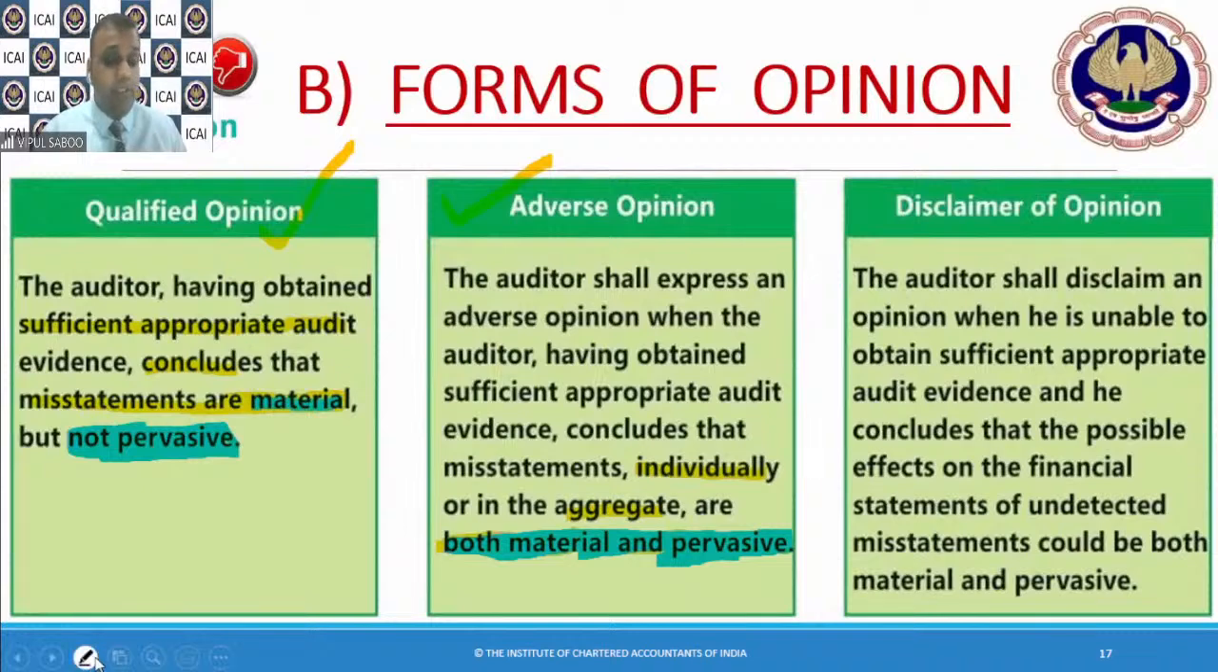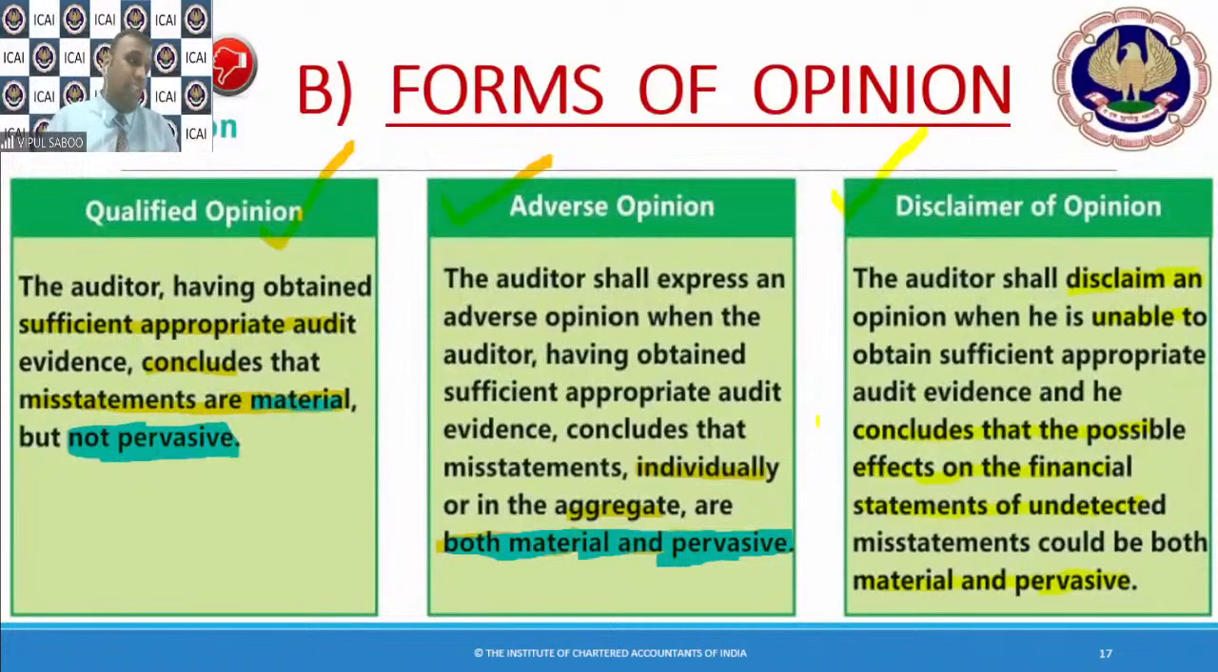The next is disclaimer of opinion. What is disclaimer of opinion? The auditor shall disclaim an opinion when he is unable to obtain sufficient appropriate audit evidence and he concludes that the possible effects on the financial statements of undetected misstatements could be both material and pervasive.